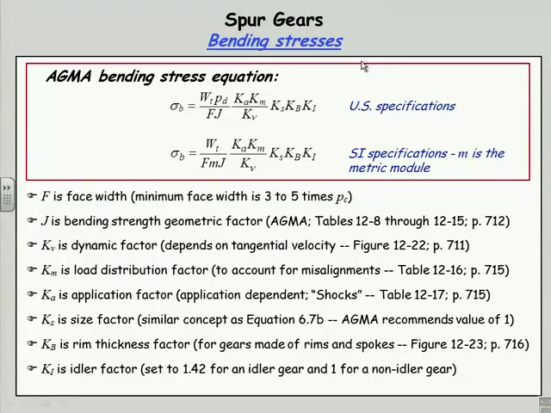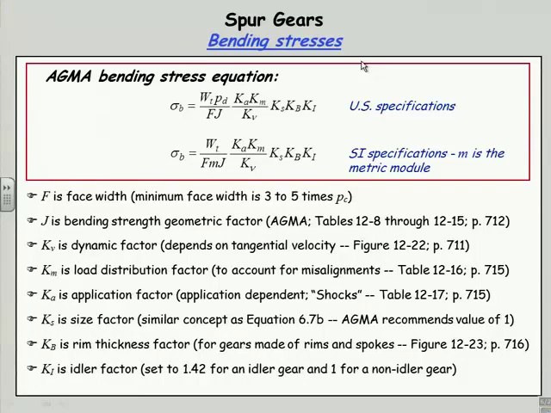Km is the load distribution factor to account for misalignments. So this tries to take into effect the fact that maybe my two gear axes aren't dead parallel, with a little bit of error, and so my two gears aren't quite meshing properly and they're pushing more on one side than the other and so forth. Ka is an application factor which tries to take shock into account. I'll show you a table for that.